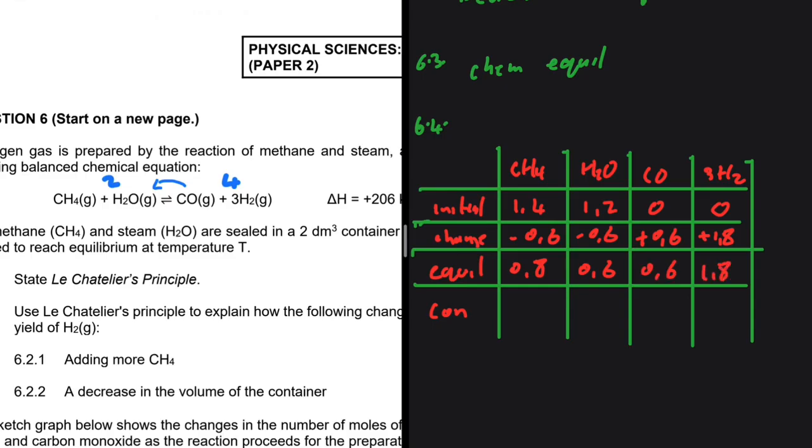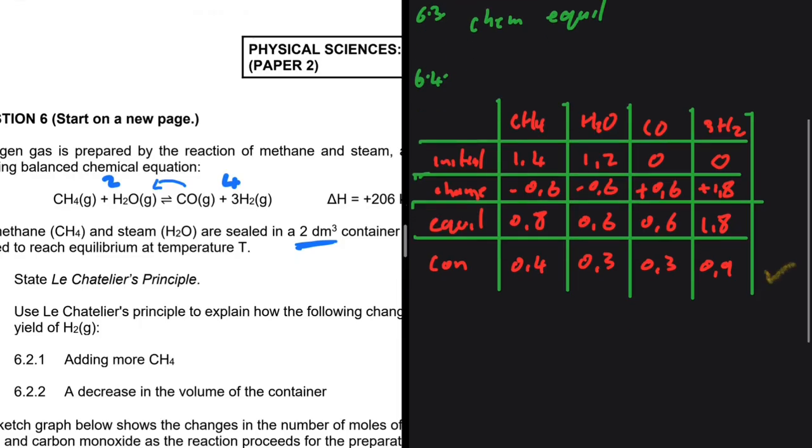So we have the number of moles at equilibrium. We need to find the concentration by dividing with 2 dm³, the volume of the container. If we do that, 0.8 divided by 2, 0.4. 0.6 divided by 2, 0.3. 0.6 divided by 2, once more, 0.3. 1.8 divided by 2, that is 0.9. We have the concentrations at equilibrium.